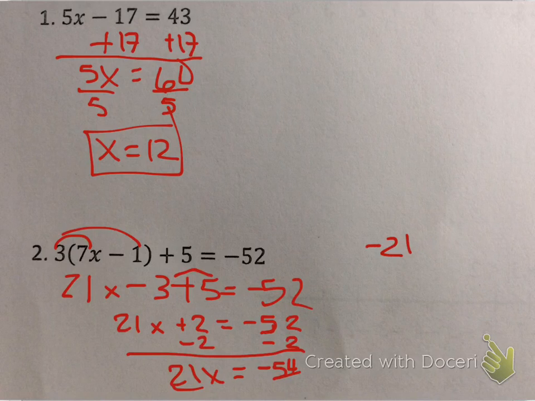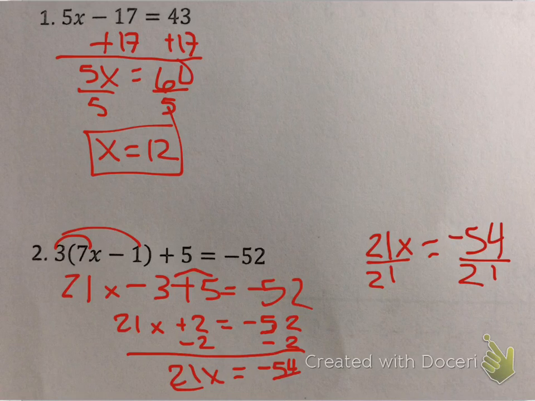Why am I writing negative 21? I have no idea. So let's fix that and say we're going to divide by 21. 21x is equal to negative 54. So divide by 21. And then you can simplify that fraction, or you can give me the decimal answer depending on what calculator you're using. So it would be negative 18 over 7.